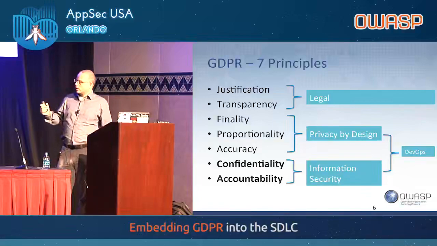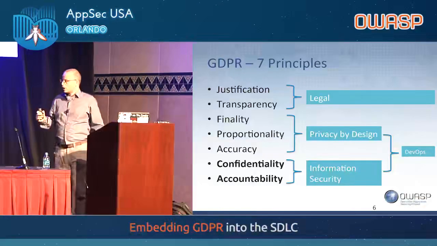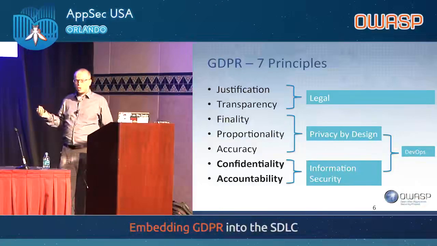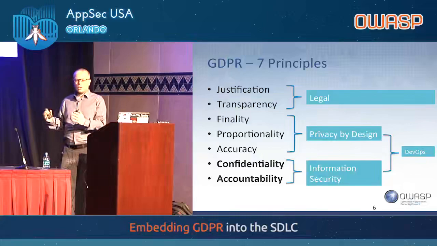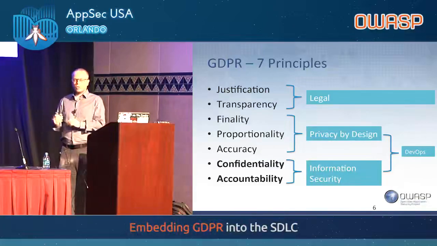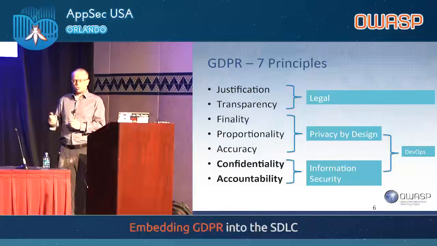So the 3 principles in the middle are covered by privacy by design, and then you've got confidentiality and accountability, which we noted down as being information security. Confidentiality is the one that we all understand. It's like my privacy-related data must remain confidential. There can be no breaches of information, no leakage of my personal information. Or at least we're going to try to stop all those leaks from happening.